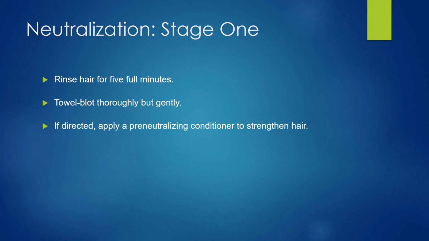If directed, apply a pre-neutralizing conditioner. An acidic liquid protein conditioner can be applied to the hair and dried under a warm dryer for 5 minutes or more prior to neutralization. This is beneficial for damaged hair. Always follow the manufacturer's directions.